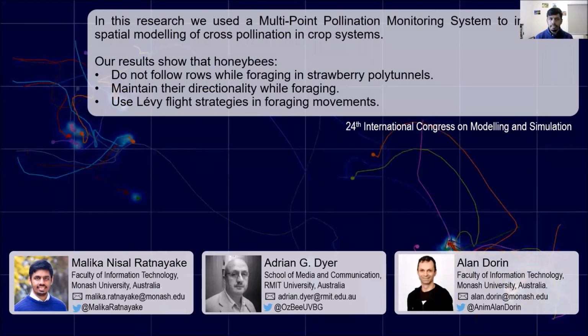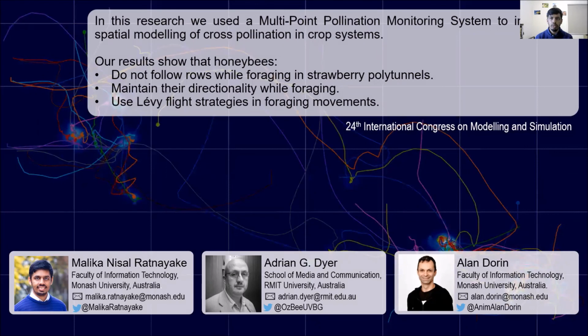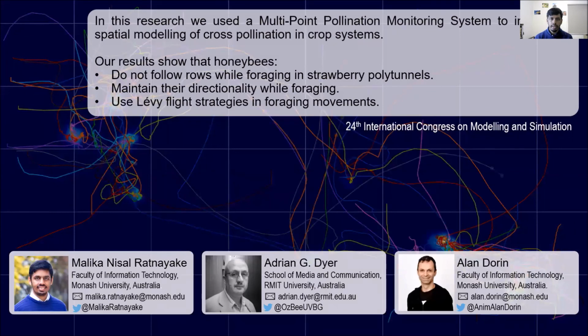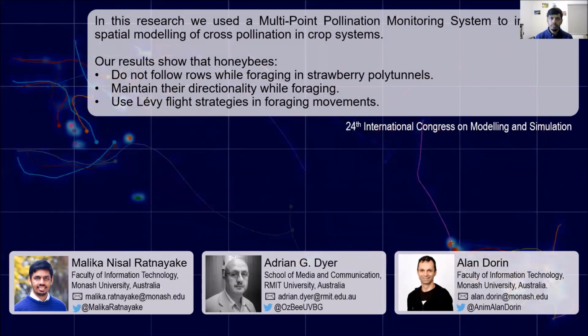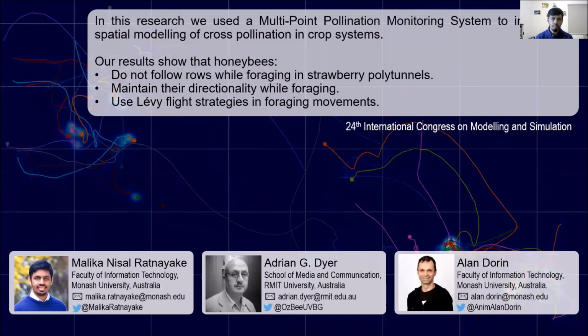And to summarize, in this research, we used a multi-point pollination monitoring system to inform the spatial modeling of cross-pollination in cropping systems. Our results show that honeybees do not follow rows while foraging in strawberry polytunnels. They maintain their directionality while foraging, and finally, they use Levy-Flight strategies in foraging movements.